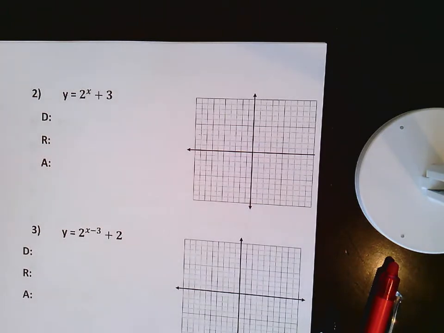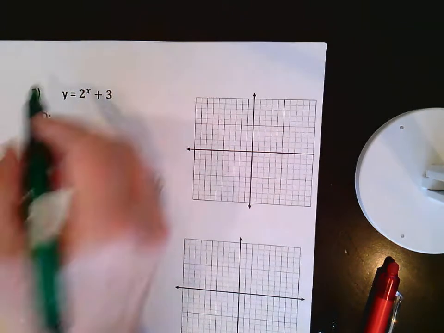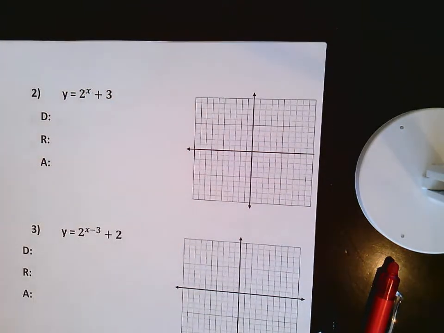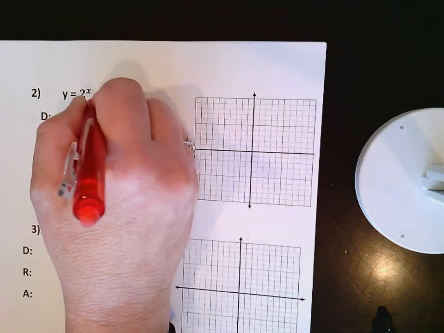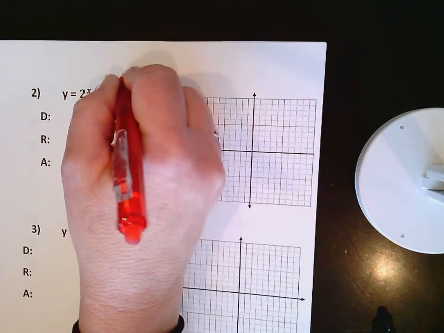Okay, so we're going to take that. That was our parent function, and it was a base 2 parent function. And now we're going to use some of those tools to figure out how we're translating these on the graph. So I've got 2 to the x plus 3. That's my k. And that means it's going up 3 because k tells you up and down.